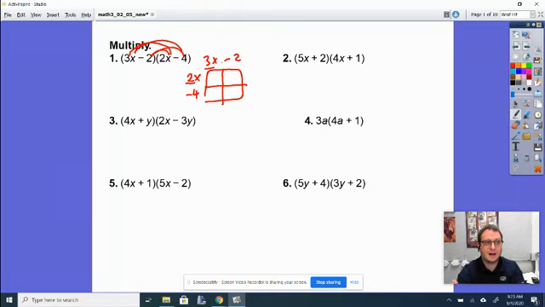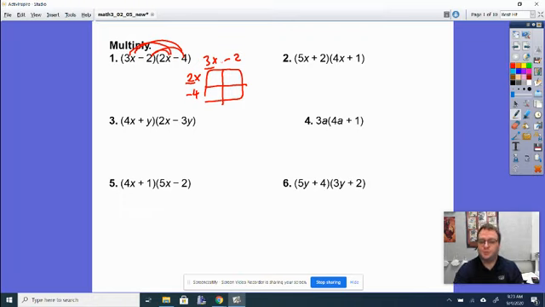The nice thing about the box is when you're doing the box, the only way you're going to ever forget a term is if you have an empty box and you leave that box empty. But in your brain, you should be going, man, I have an empty box. I should probably put something there. And that's what you should do.